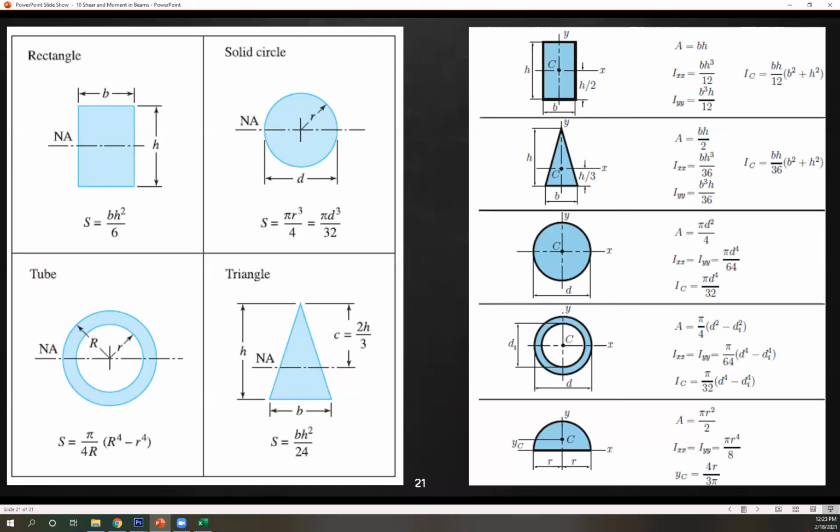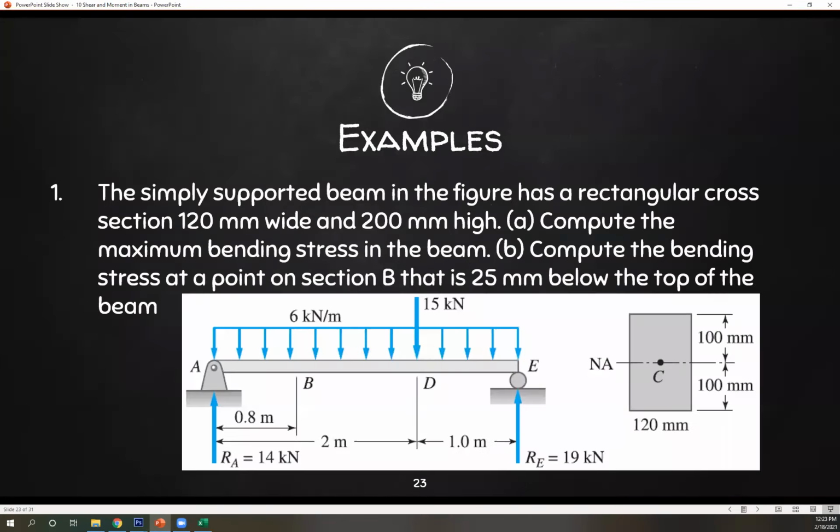So let's have a few examples to better understand that concept. Let's start with number 1. The simply supported beam in the figure has a rectangular cross-section 120 millimeters wide and 200 millimeters high, as you can see here: 120, 200, or 100 and 100 from the neutral axis. Letter A, compute the maximum bending stress in the beam. Letter B, compute the bending stress at a point on section B that is 25 millimeters below the top of the beam. So let's start with letter A, maximum bending stress.